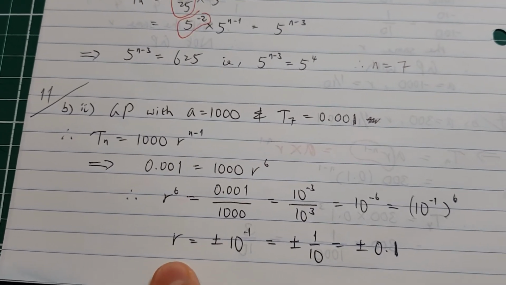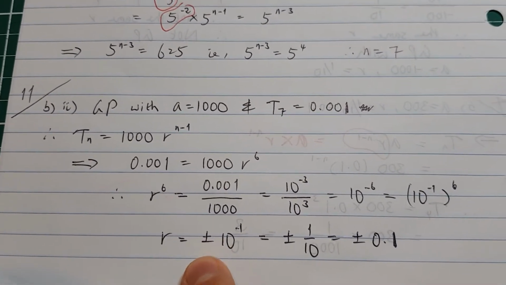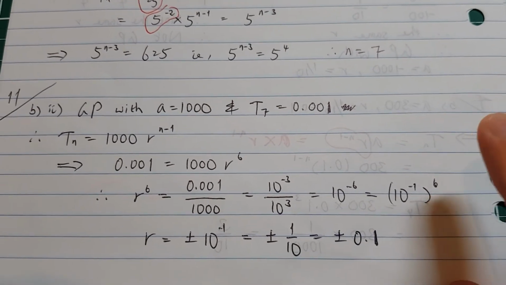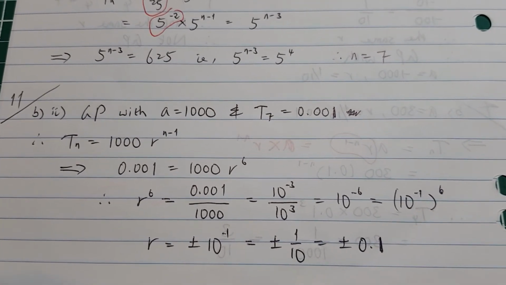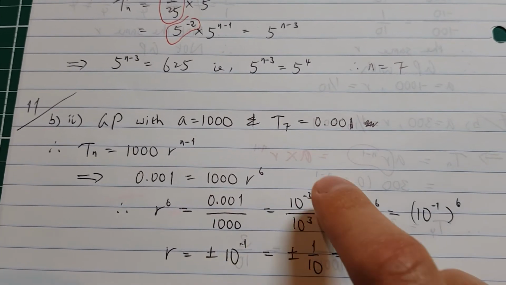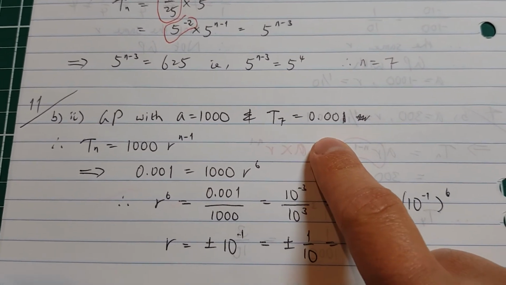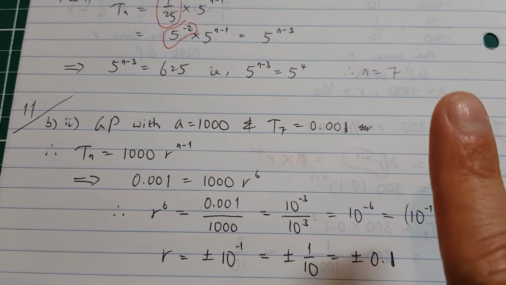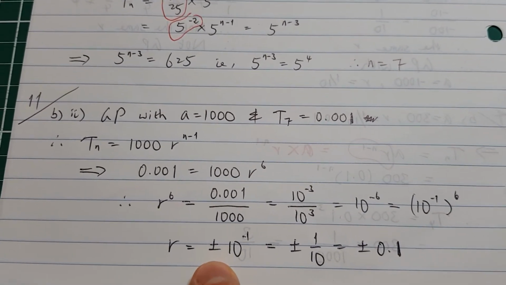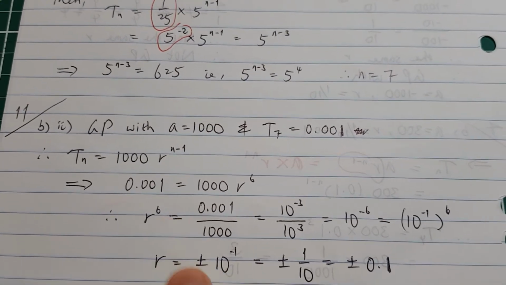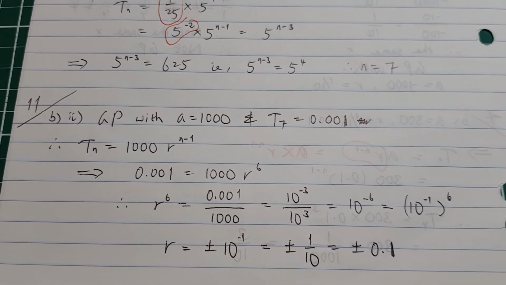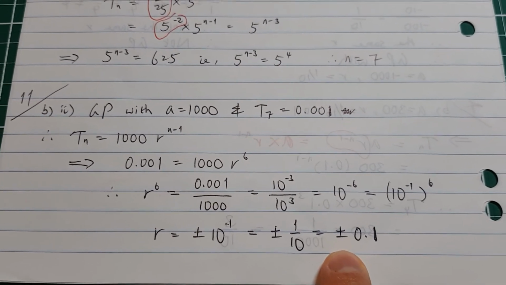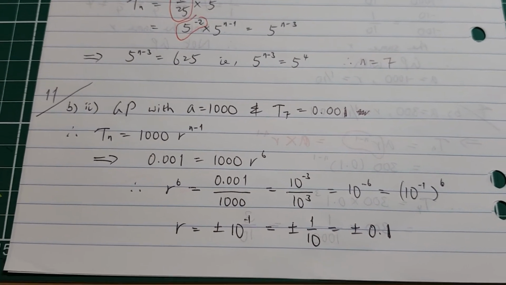So r has to be, notice it's got to have a plus or minus because the power is even. Okay, so an even power of a negative is still positive. And the question doesn't say there's any restriction given to the ratio. Okay, if the question says the ratio has to be positive, then yes, you can drop the negative sign there, but it didn't. So therefore, you're going to have to include both, which is two possible answers for the common ratio. Okay, plus and minus. All right.